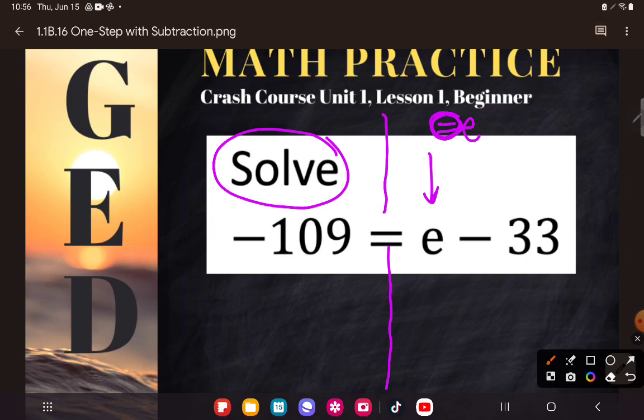Now, draw your little line in your equal sign if you're a struggler. That's not a technical math symbol. That just helps you to visually identify the left-hand side from the right-hand side. And look at where E is. See that he's over there on the right?